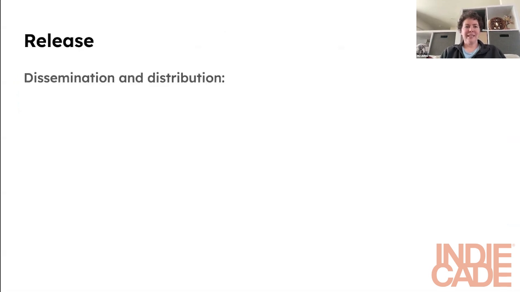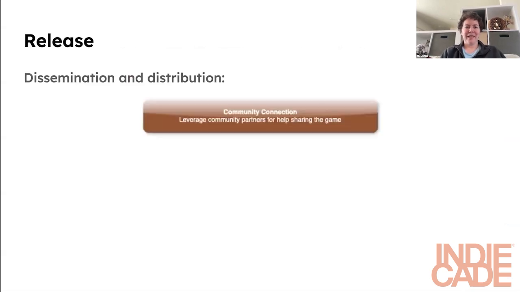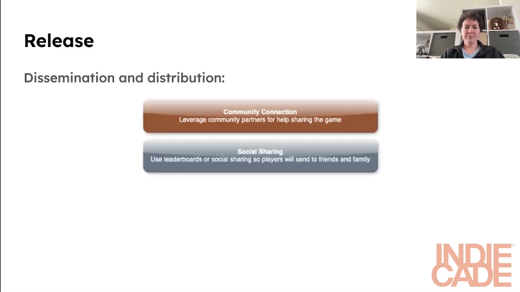So lastly is release, and this is sending your game out there into the world and getting people to play it. So in this phase, you're looking at how you can reach the community, how you can reach people who need to play this game to learn about the problem. And those community connections you formed early on can be really helpful, helping you get the games out into those communities by connecting with your community partners and sharing the game back into their community.